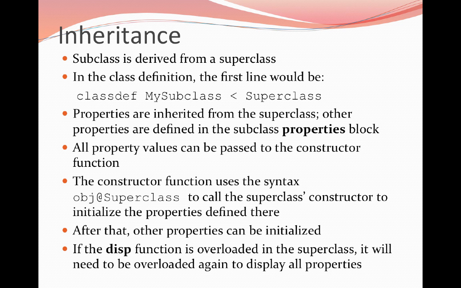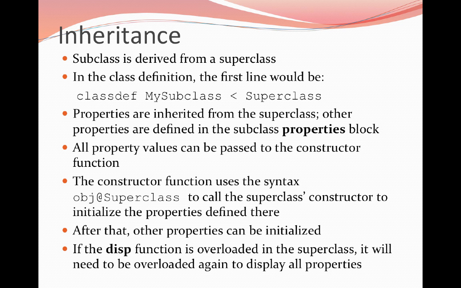And what happens is that properties are inherited from the superclass, but then you can also define other properties in the subclass properties block. When you call the constructor function, all of the property values that are defined in the subclass and the superclass can be passed to the constructor function. The constructor function uses the syntax obj and then the @ symbol superclass in order to call the superclass's constructor to initialize the properties that were defined there. After that, the other properties can be initialized in the subclass.